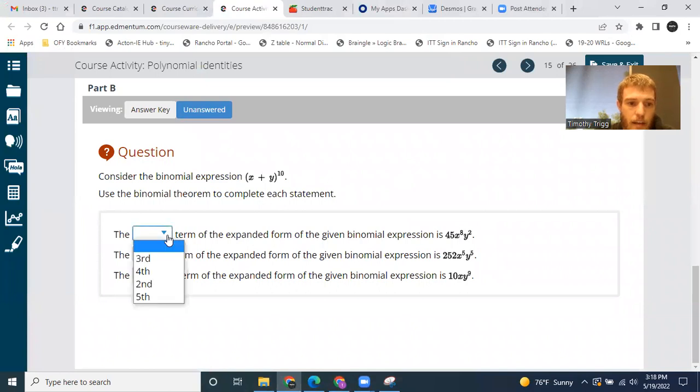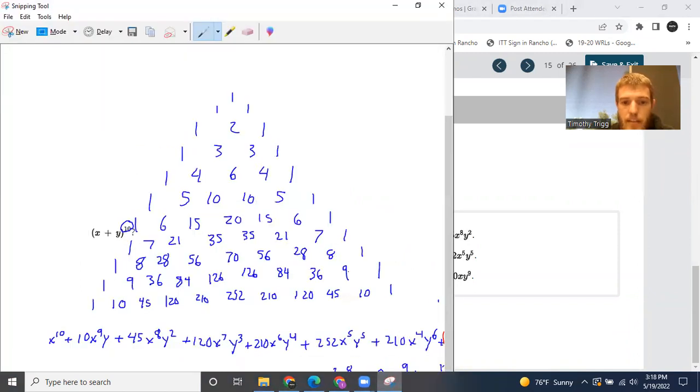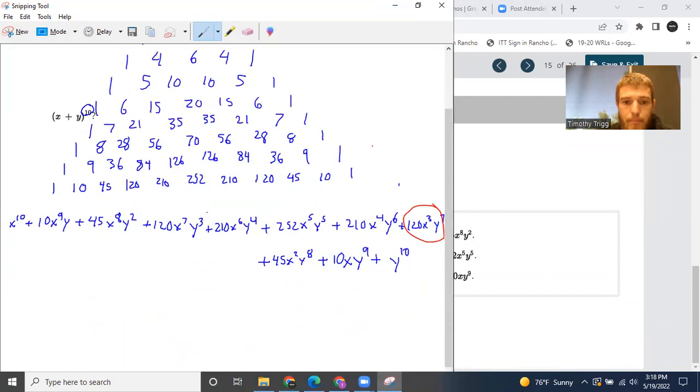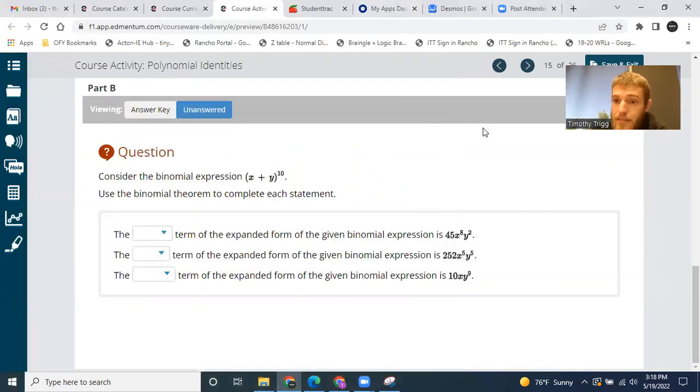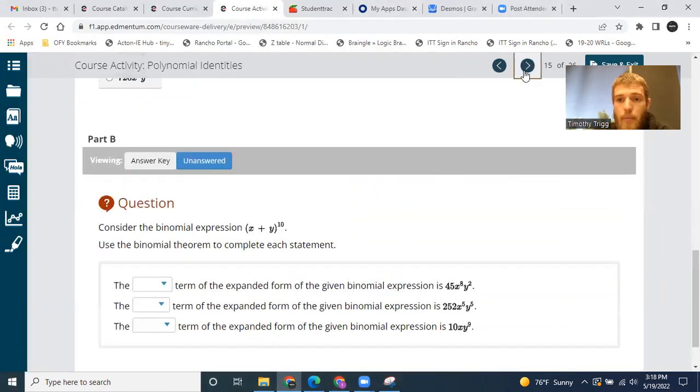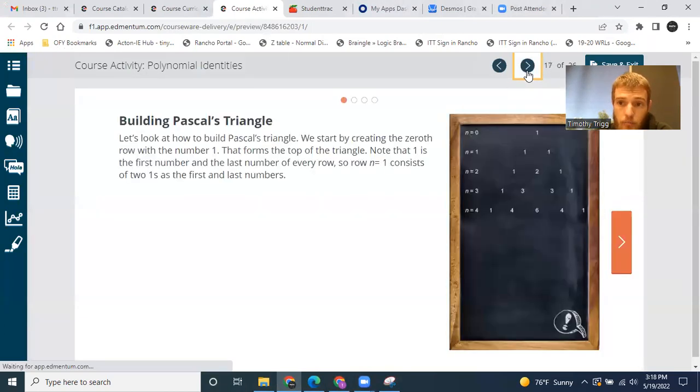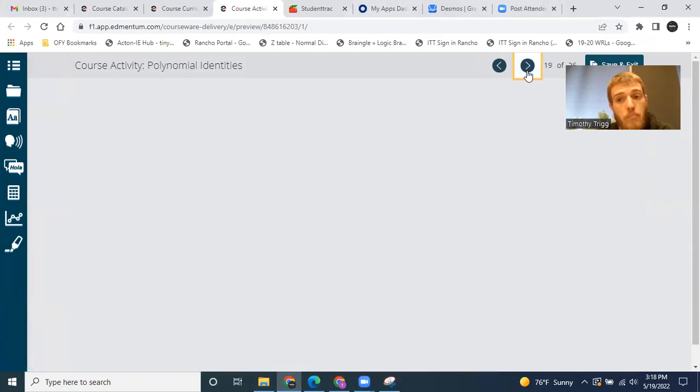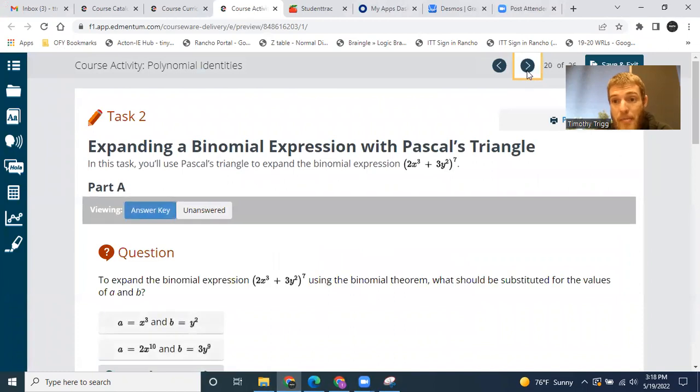See if you can find what number term this is: the 3rd, 4th, 2nd, or 5th term here? Based on this expansion we made earlier. Remember, this was the 8th term. All righty, hope that made sense. Now, if you hated Pascal's triangle, just know that would have been much, much worse with any other method.